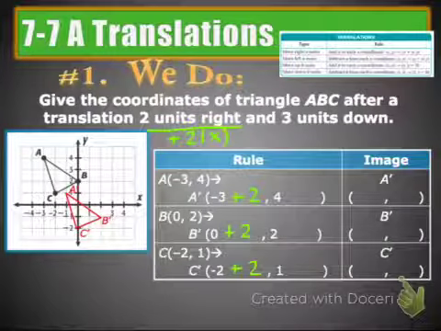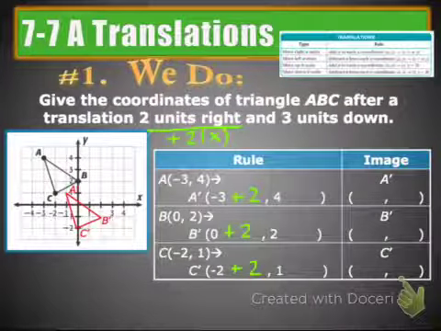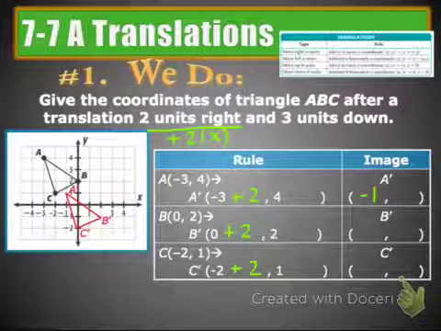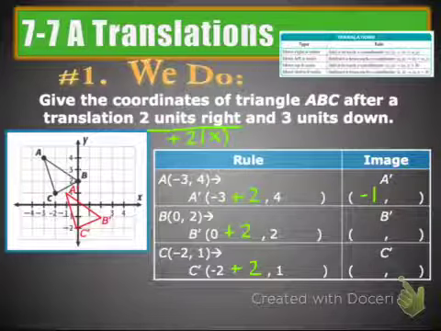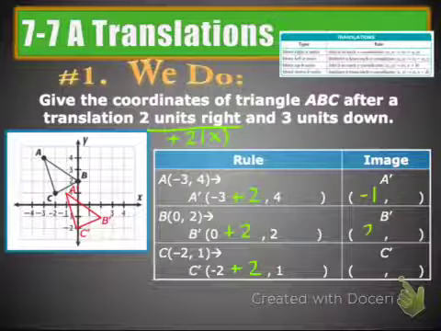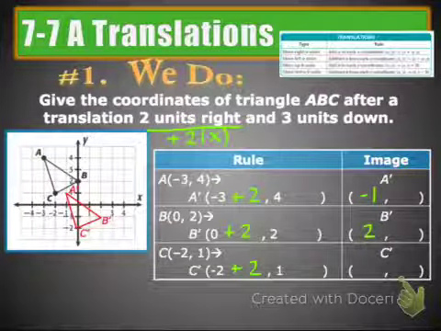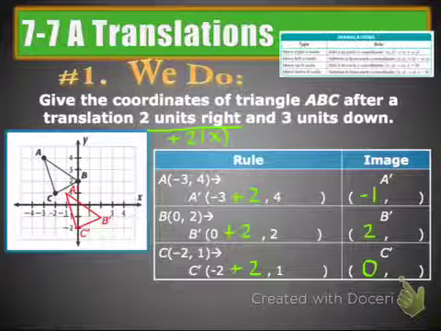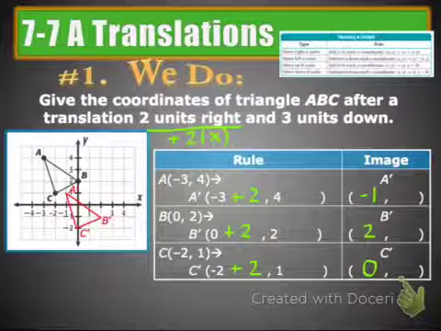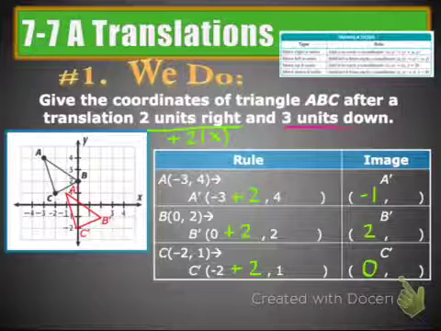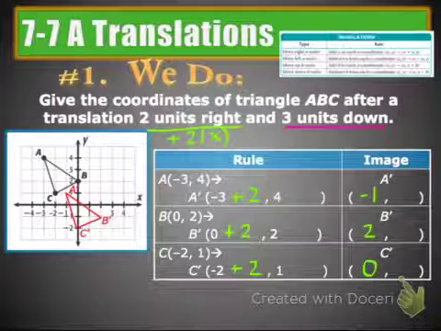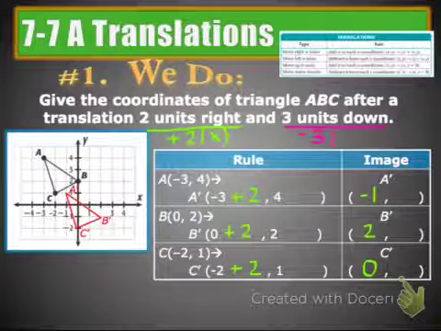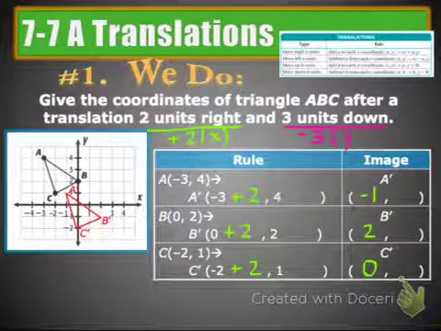So if we do that for A, to get to A prime, we're going to do -3 plus 2, which is going to leave us at -1. For B, to go to B prime, we're going to be at 0 plus 2, so that's just 2. And then for C prime, we go -2 plus 2, which is going to put us back at 0 for our x coordinates. And then if you look over here at the y side, they want us to move down. So down is negative, minus. And we're always going to be changing our y coordinates.